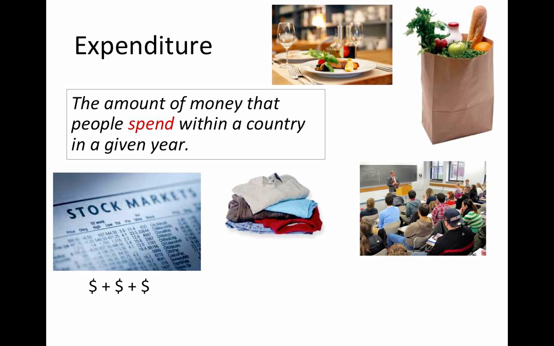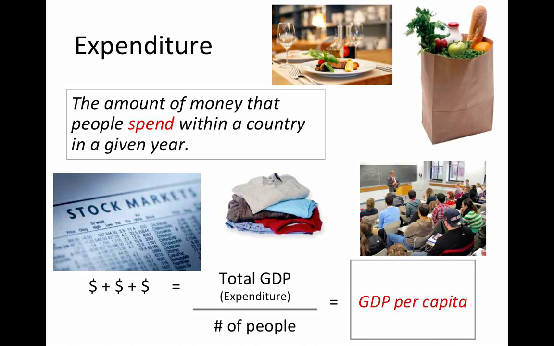If you add up all the money that people spend in the country in a year, you get the total expenditure GDP. When you divide a country's total GDP by the number of people living and working in that country, you get GDP per capita. GDP per capita is often considered a reflection of a country's standard of living.